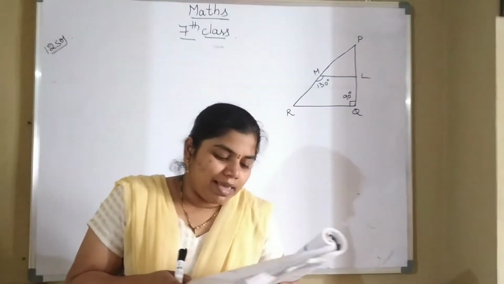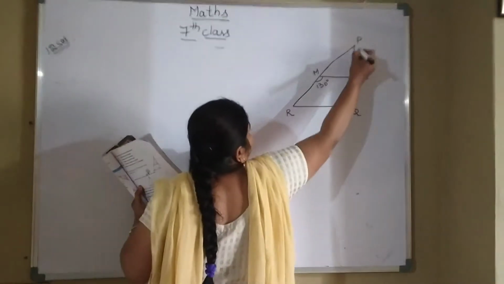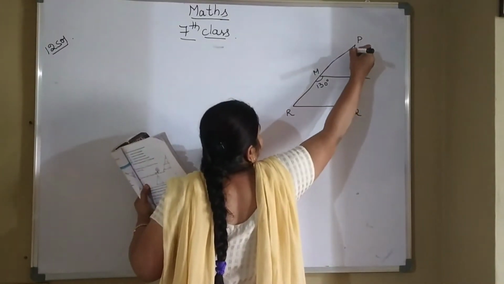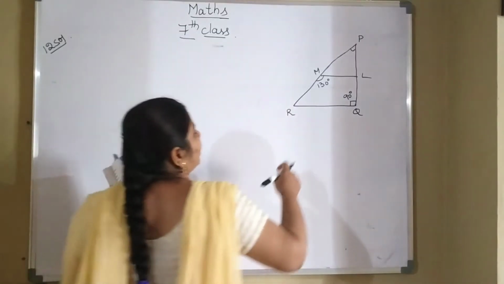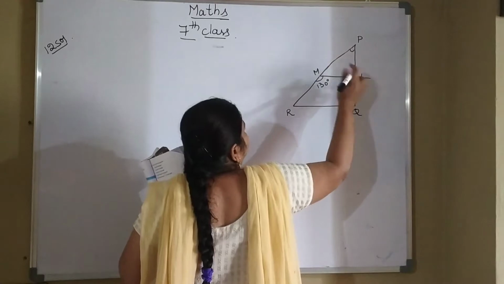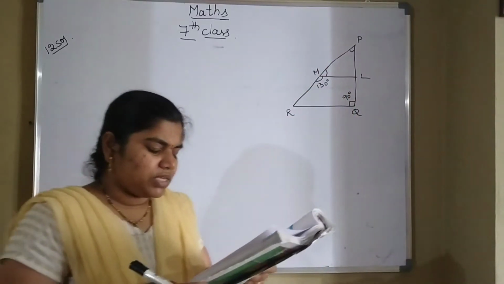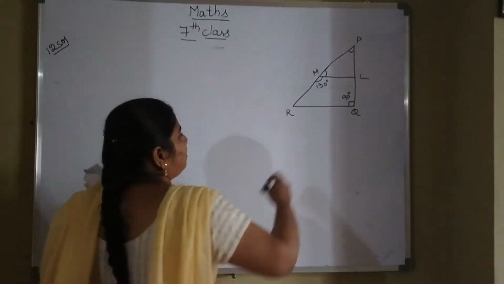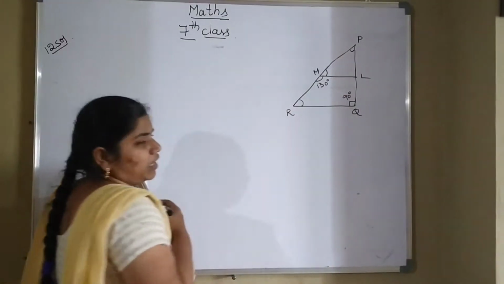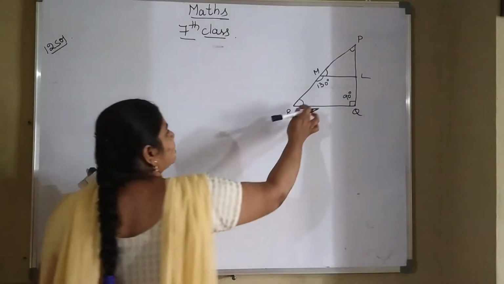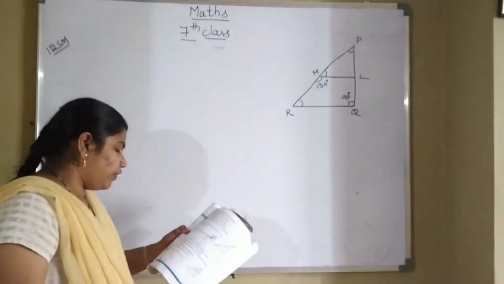Next, find LPM. What we have to find? LPM, that means this angle we have to find. Next is PML. This angle we have to find. Next is PRQ. This angle we have to find. Okay. So what we have to find? This angle and this angle we have to find. Now how to find, we will see.